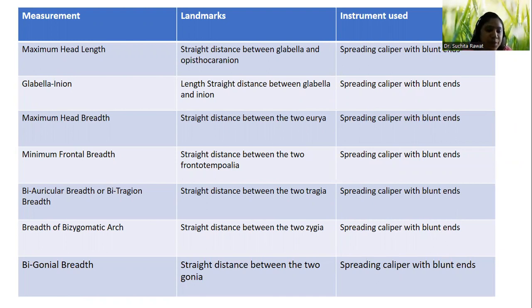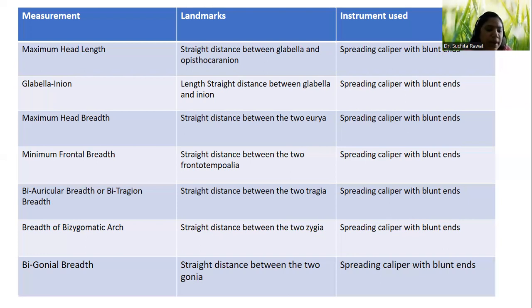The maximum head breadth is the straight distance between the two euryon and is measured by a spreading caliper with blunt ends. Minimum frontal breadth is the straight distance between the two frontotemporale, which is measured by taking the spreading caliper with blunt ends.